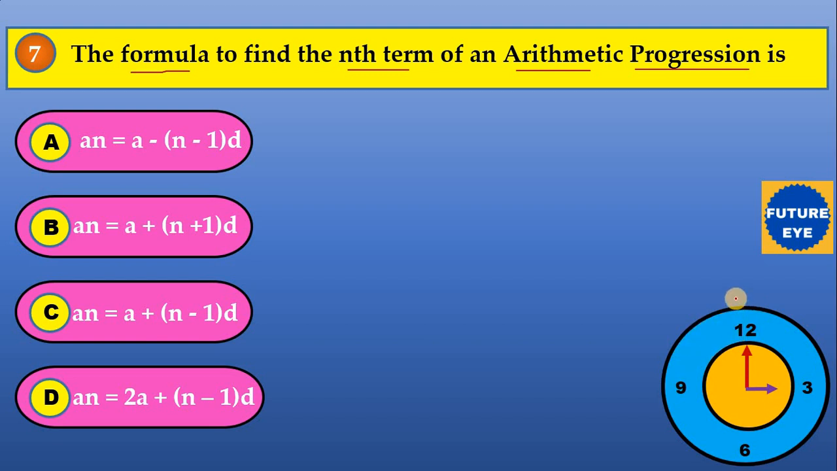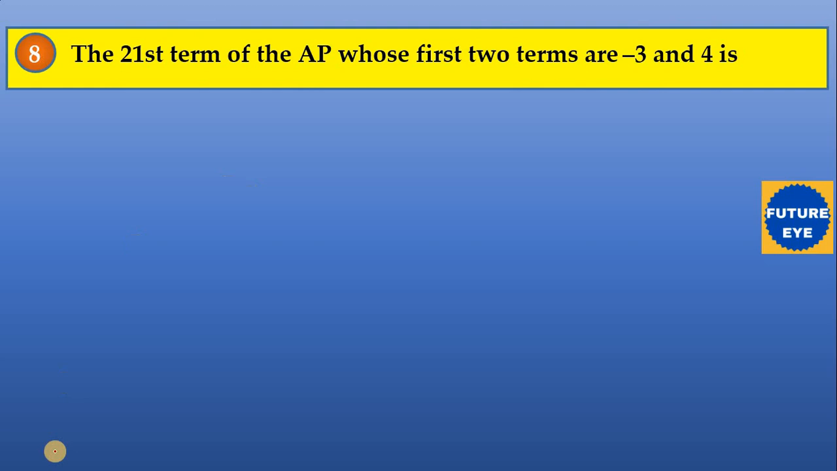Time up, children. Now let's see the correct answer. That is option C. An is equals to a plus n minus 1 into d. Question number 8.